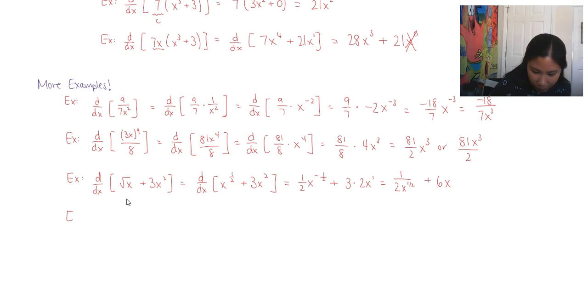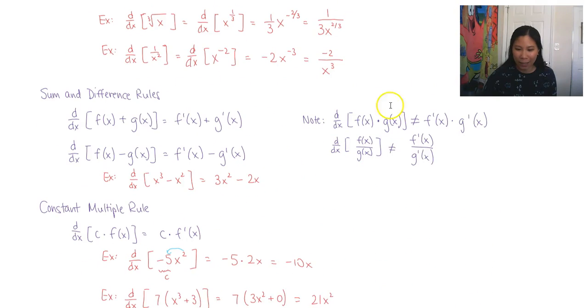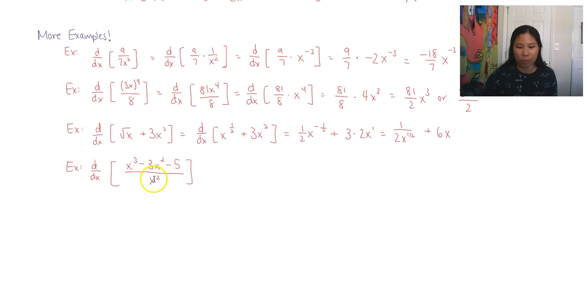Okay, last one. It's going to look a little crazy. We're going to have to take the derivative of x cubed minus 3x squared minus 5 over x squared. So we talked earlier about how we can't just find the derivative of the top and divide it by the derivative of the bottom, because that's not how our rules work. It only works if we're adding or subtracting. But I noticed I only have one term on the bottom, so I can technically divide everything on top by x squared.